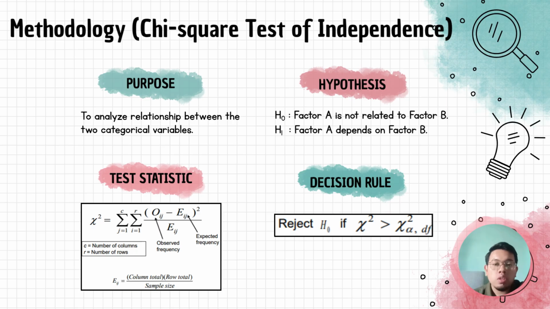The test statistic that we use in this test is the chi-square. We can calculate the test statistic using the formula given, which is the sum of (Oij minus Eij) squared over Eij. Oij is the observed frequency that we get from the data, and the expected frequency can be calculated using the formula given too, which is the column total multiplied by the row total over the sample size. The decision rule is we reject H null if chi-square calculated is greater than chi-square alpha with the degrees of freedom.